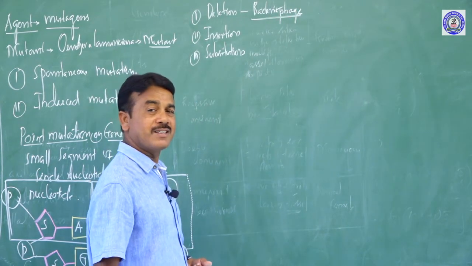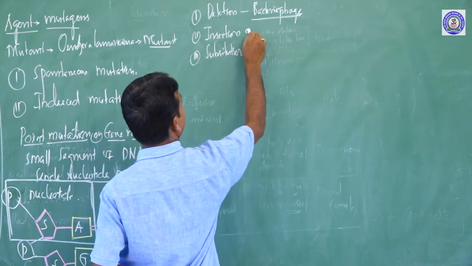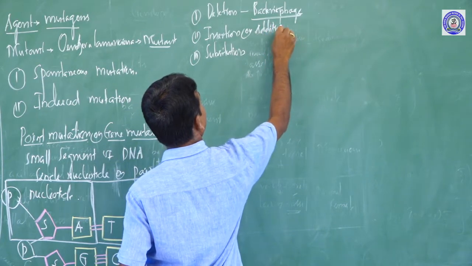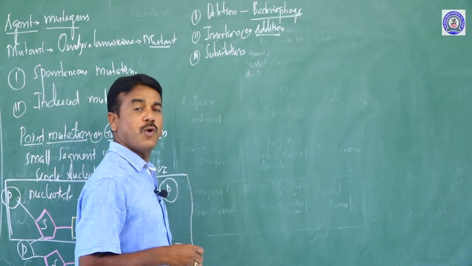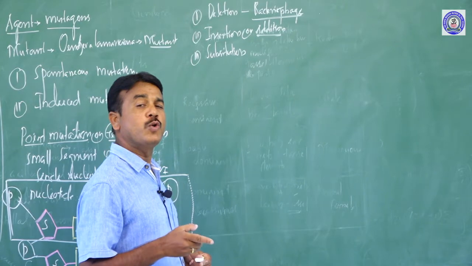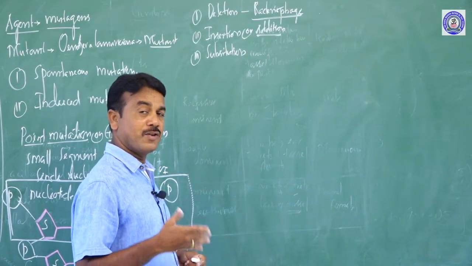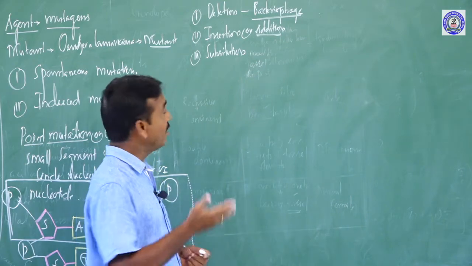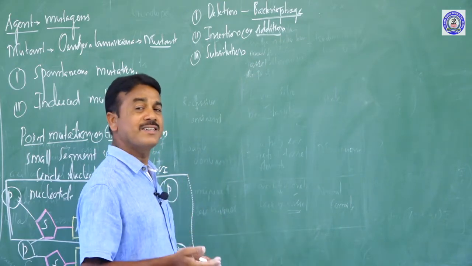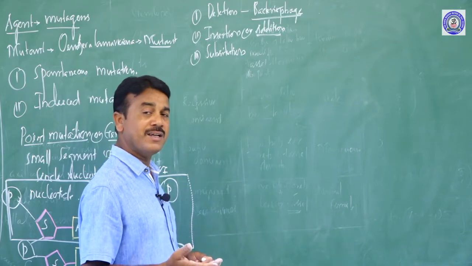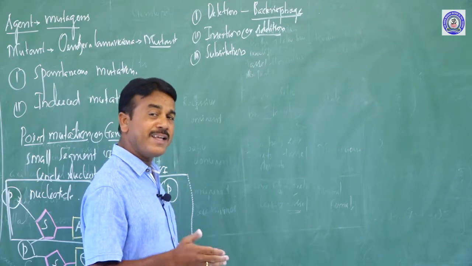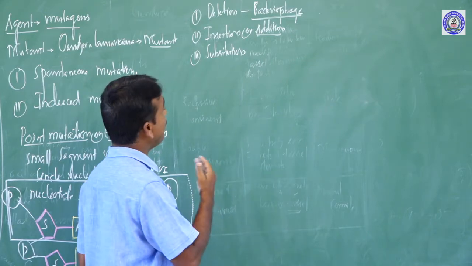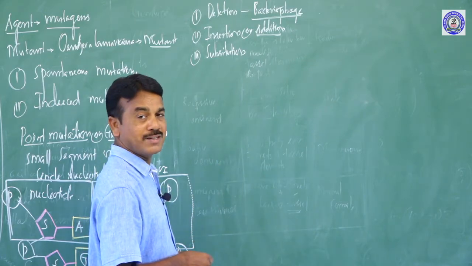So what is called insertion or also called addition? What is addition? Adding of one or more nucleotides in the structure of DNA. So first, deletion is loss of a segment of DNA. Second is insertion, also called addition. Adding of one or more nucleotides in a structure of DNA is commonly called addition or insertion.